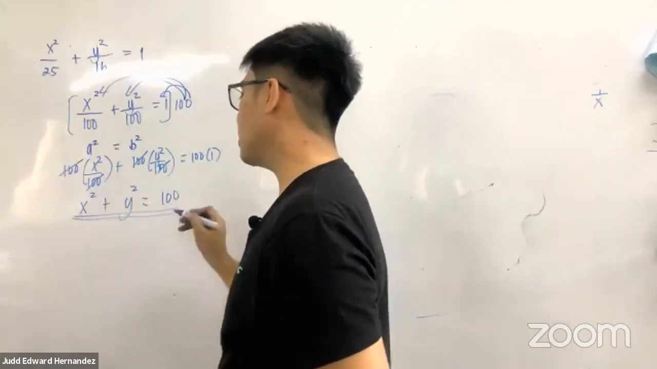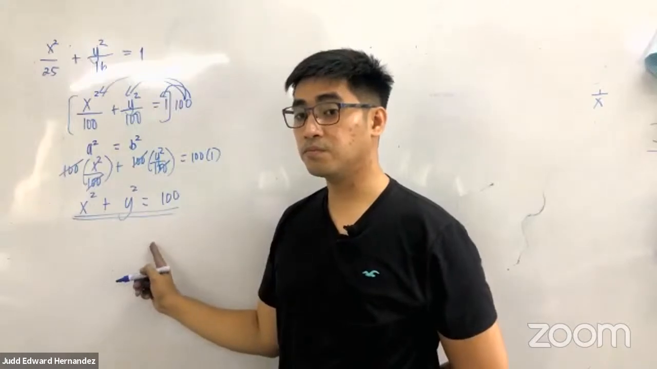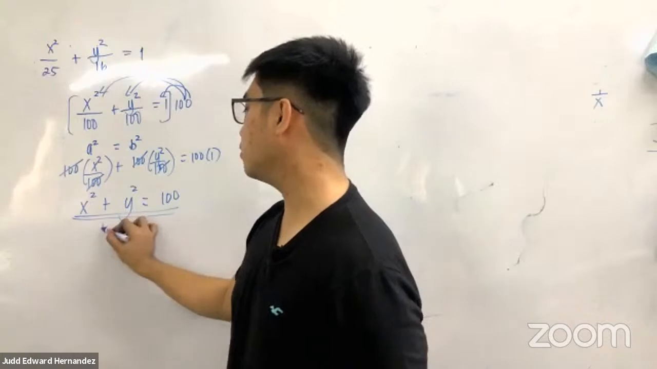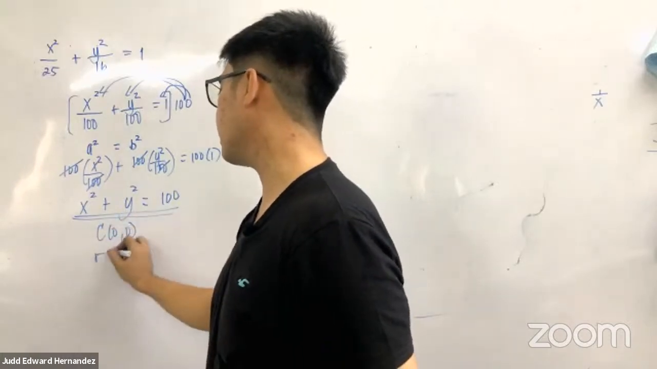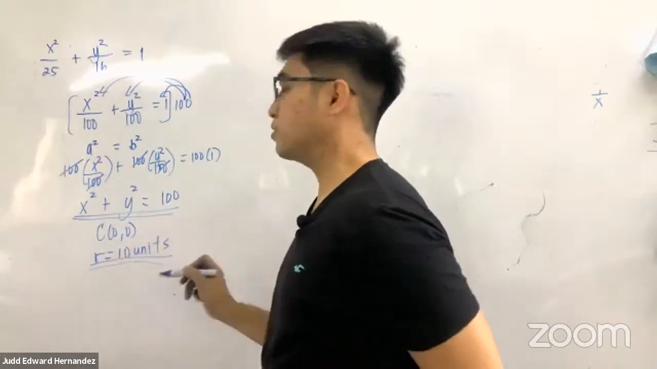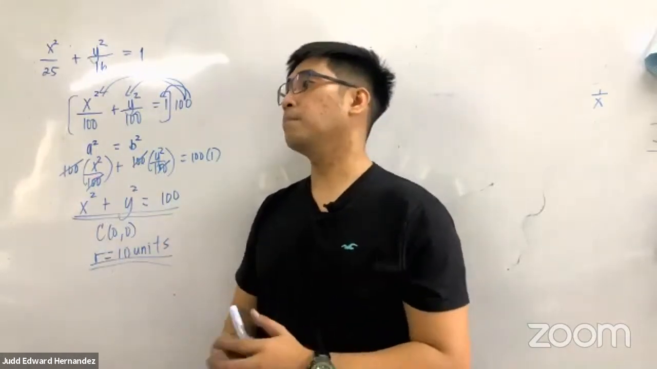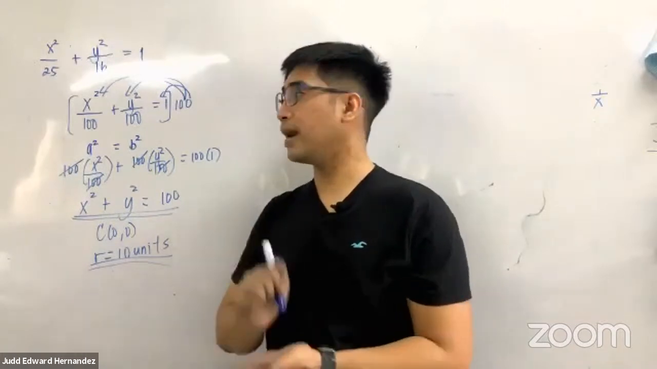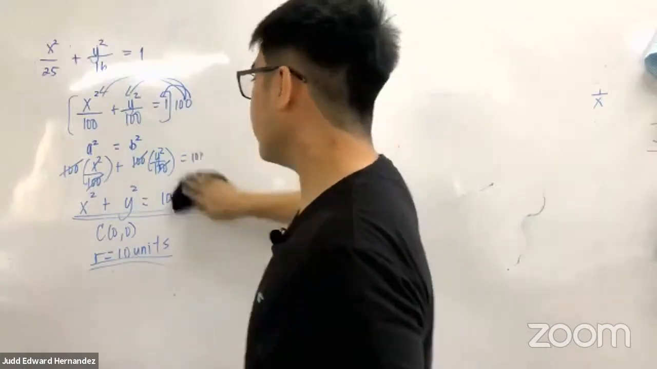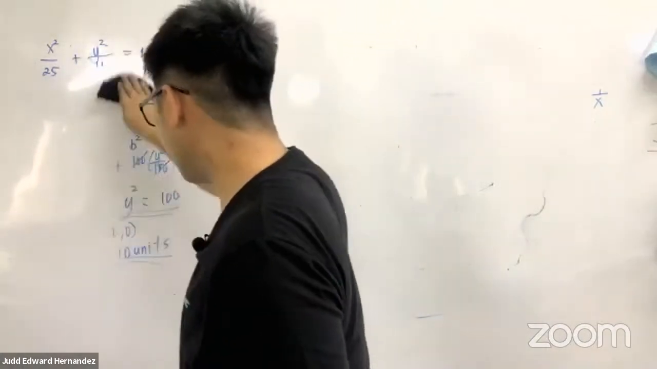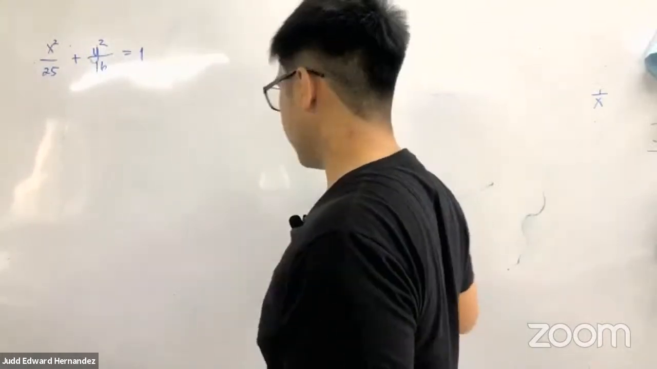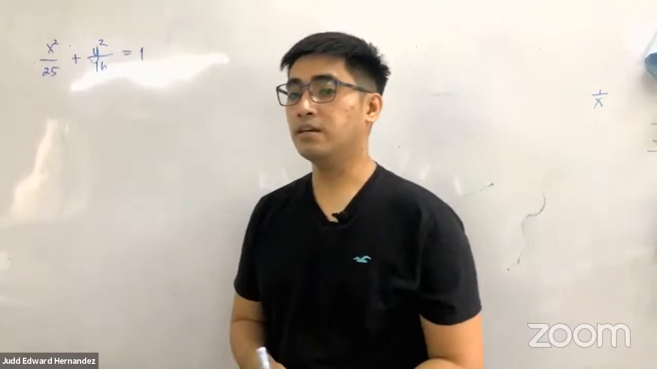Therefore, is this an equation of the circle? Yes or no? Yes, and it is now an equation of the circle with center located at the origin and that the radius is equal to 10 units. Questions? Okay, so that is the relationship between a squared and b squared. So palagi nating tatandaan na kapag nag-equal yung a squared and b squared, therefore it is not anymore considered as an ellipse. It is now considered as a circle.